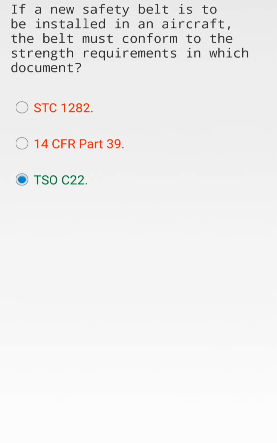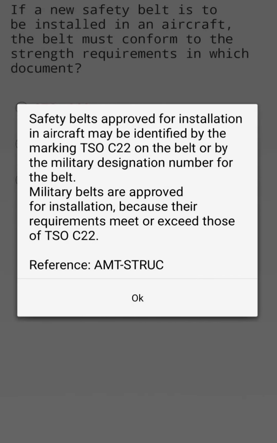If a new safety belt is to be installed in an aircraft, the belt must conform to the strength requirements in which document? Technical Standard Orders C-22. Safety belts approved for installation in aircraft may be identified by the marking TSO-C22 on the belt or by the military designation number for the belt. Military belts are approved for installation because their requirements meet or exceed those of Technical Standard Orders C-22.